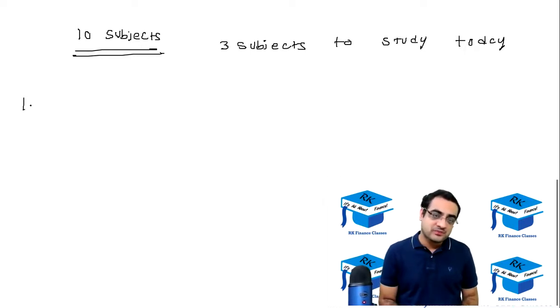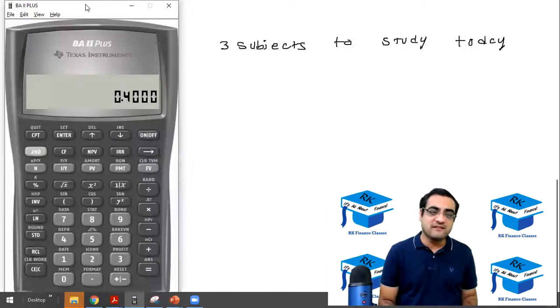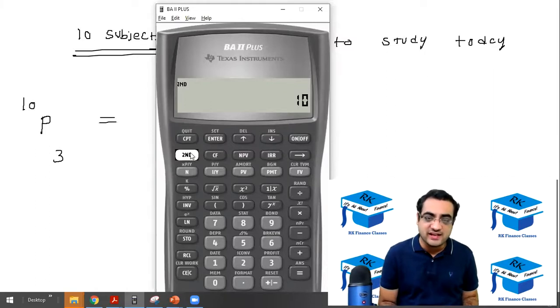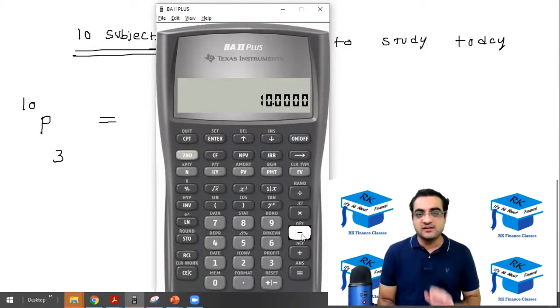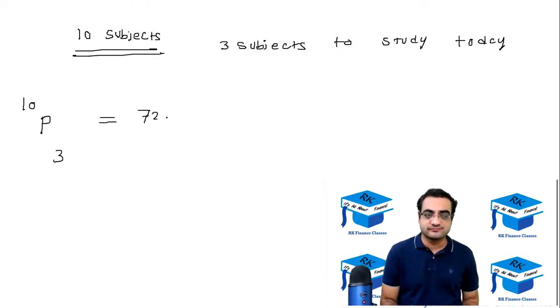So how will I do it? Out of 10, I have to choose 3, but order is important. So in that case, I'll use permutation. It could be done in these many number of ways, 10P3. So how to do that 10P3? 10 shift and minus, that's the P, and then 3 equal to. I repeat, 10 shift and minus, that's P, and then 3 equal to. So this could be done in 720 ways.